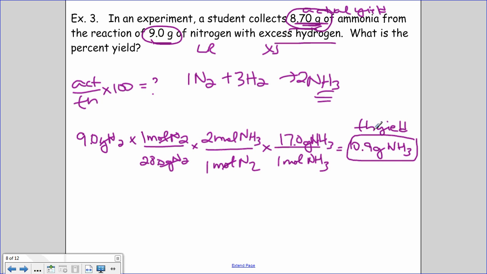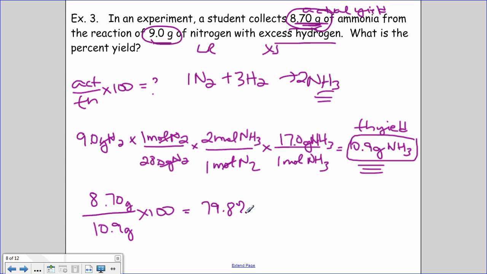And this makes sense because theoretically I should attain more grams than what I actually did. So that makes sense. Using the formula given, we got 8.70 grams actual yield over 10.9 grams times 100 to give us a percent yield of 79.8%, which isn't too bad.